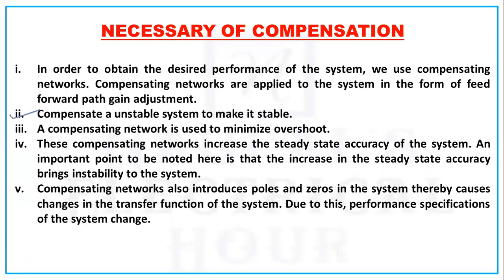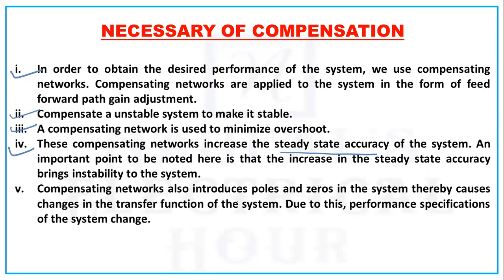In order to obtain the desired performance of the system, we use compensating networks. Compensating networks are applied to the system in the form of forward path gain. Just like we do for a controller, we multiply it along with the forward path gain. So it minimizes the overshoot, which you will study in detail in the next module. These compensating networks increase the steady state accuracy. That increase in steady state accuracy brings instability to the system. You will understand it in the next module.